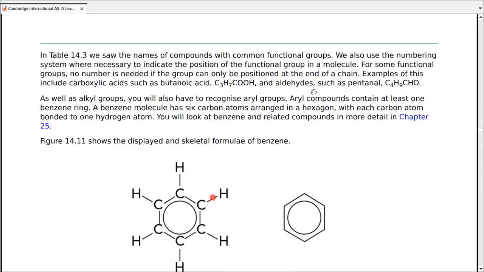Now, moving on, for some functional groups, no number is needed if the group can only be positioned at the end of the chain. For example, carboxylic acids, butanoic acid, and aldehydes such as pentanal.